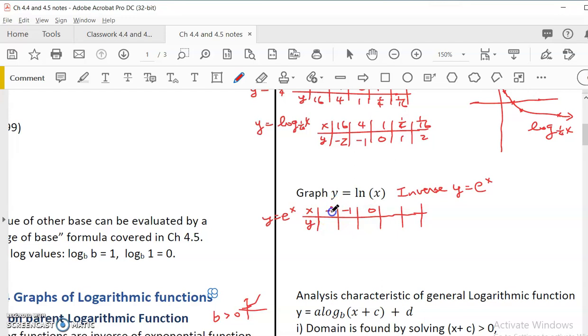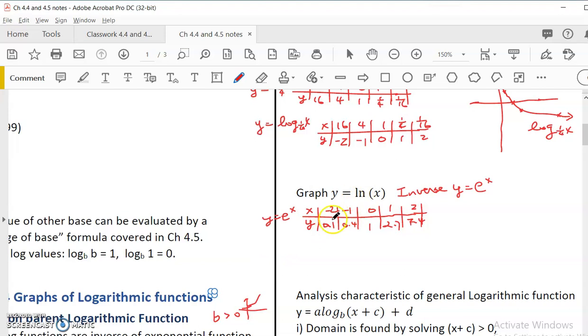0, negative 1, negative 2, 1, 2. e to the 0 is 1. e to the 1 is e, but I want to write 2.7, a rounded number. e squared is 7.4. Just write a round number. e to the negative 1 is 1 over 2.7, which is around 0.4. And e to the negative 2 is 1 over 7.4, which is kind of close to 0.1. So this is the e table. Although you need to use a calculator to find this, it's easy to build.